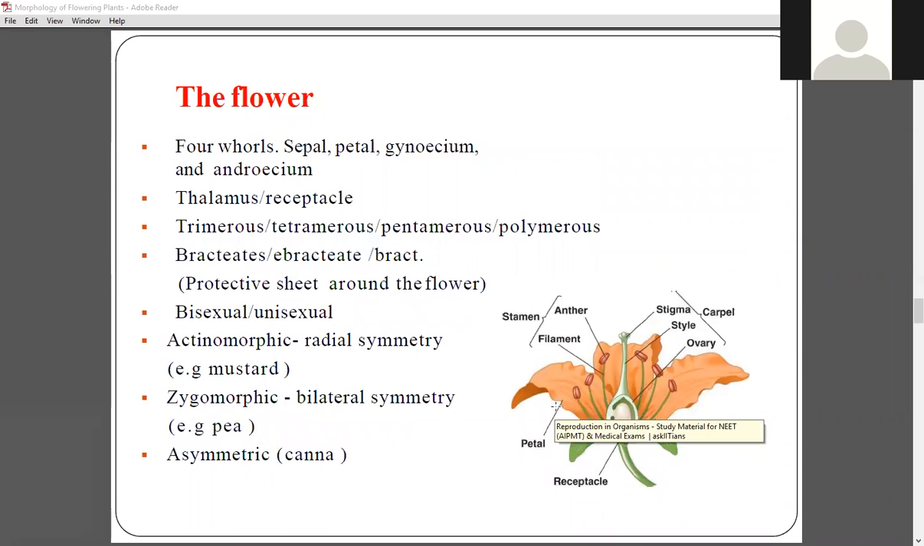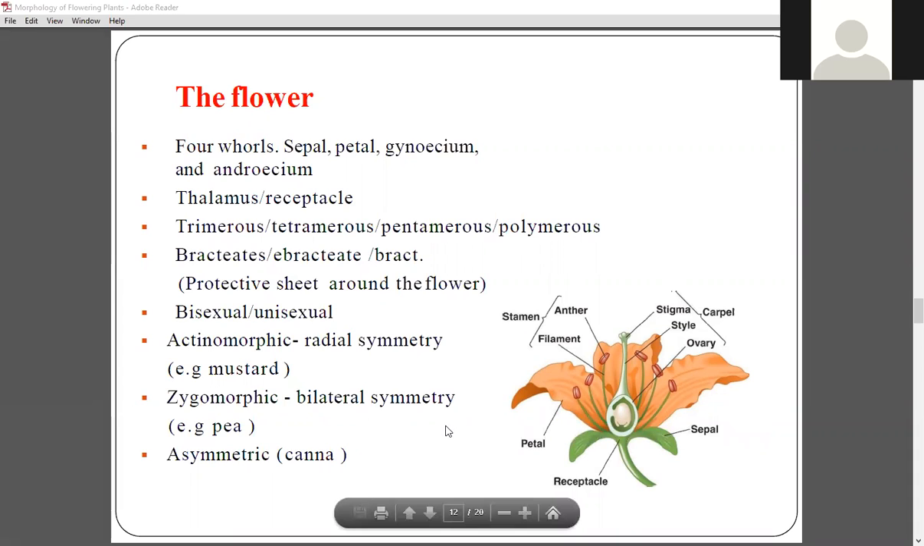Now we are starting with the main topic of this chapter, that is the flower, on which the whole chapter is based, right? So the flower, now you can see this figure, right? This figure says, or you can say, if it is asked that draw the typical flower, or label the diagram of a typical flower, then you have to draw this figure and you have to mention the functions of all these labels, right?